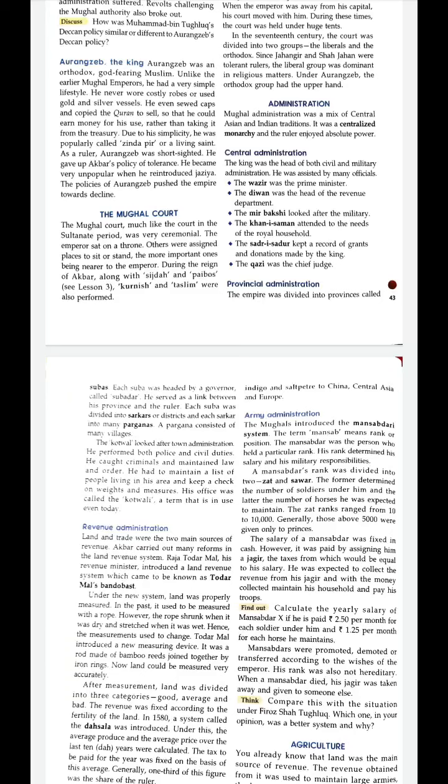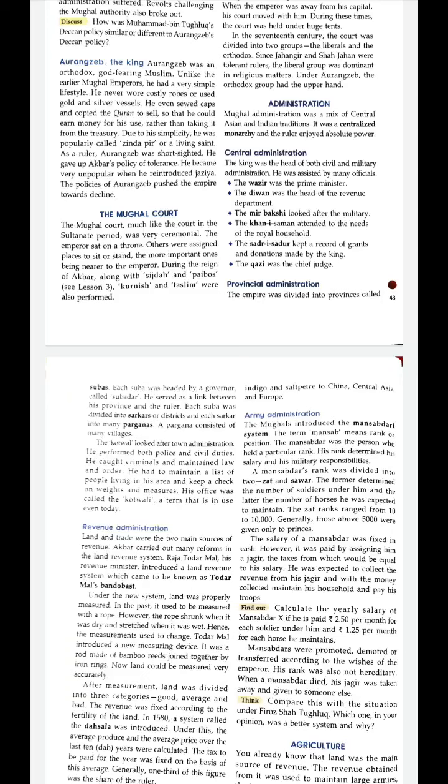Clear? Now the other topic was Diwani-e-Khas and Diwani-e-Aam. There were two halls made at the time of the Mughal emperor. One was Diwani-e-Khas and the second one was Diwani-e-Aam. Now you will get the answer in the heading only. Clear, right? By the word khas, it means special, and Diwani-e-Aam means general.